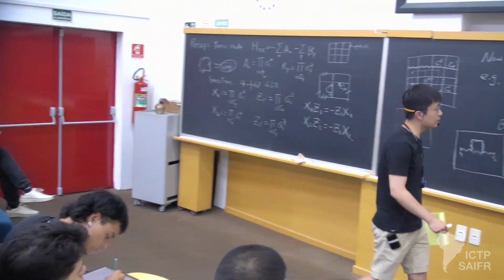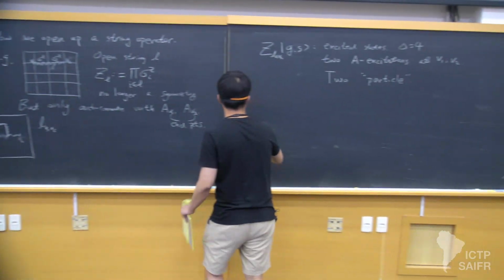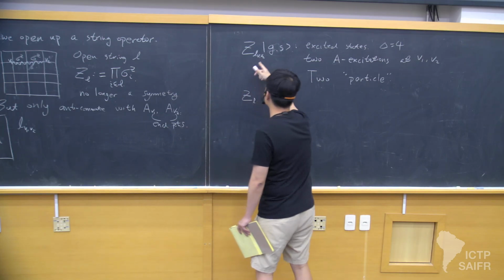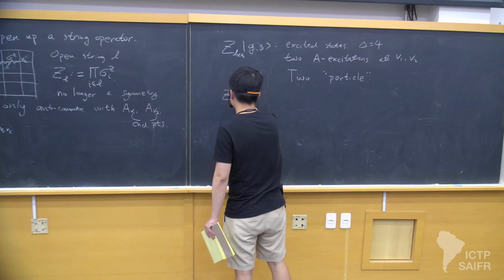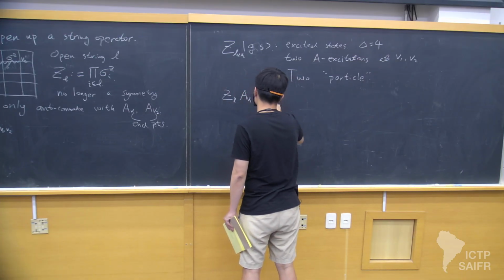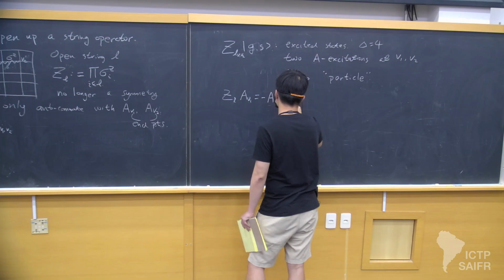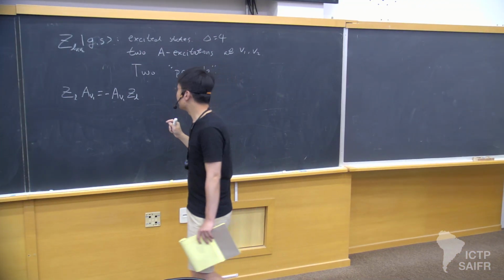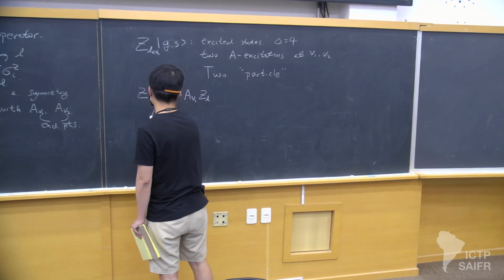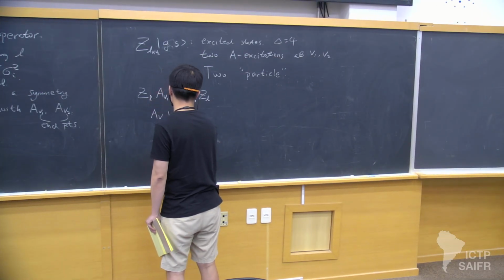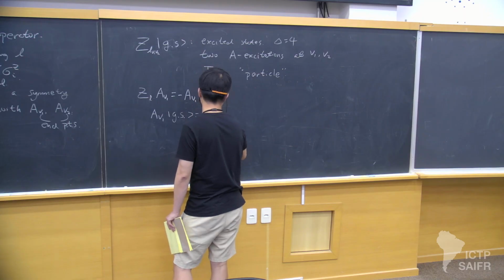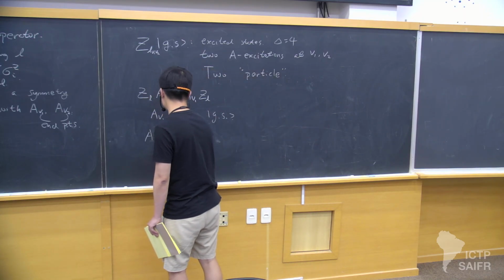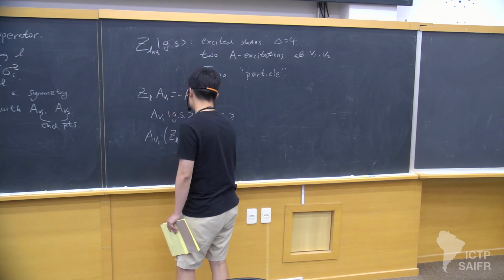So the statement is that this Z, let me just for now call it ZL, I don't want to keep writing V1, V2. A V1 equal to minus A V1 ZL. That's fine, right? So now the statement is originally AV1 on the ground state is an eigenstate with eigenvalue +1. But now let me think about AV1 acting on this new state.